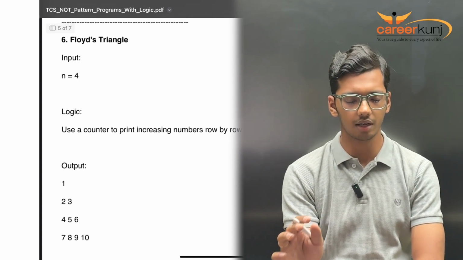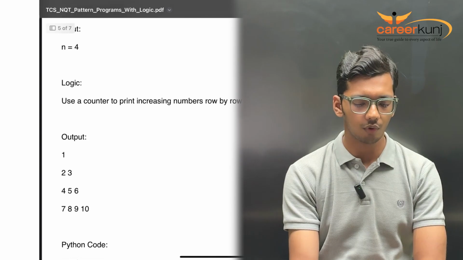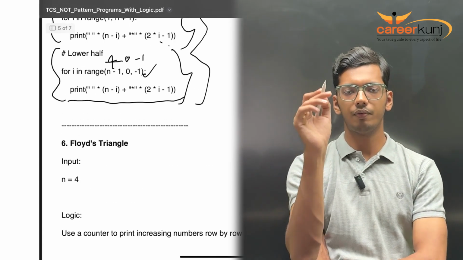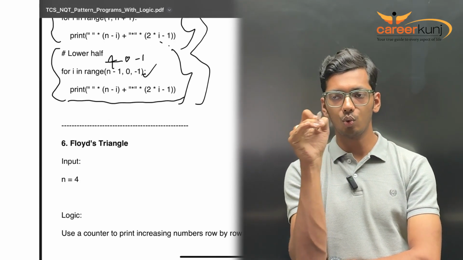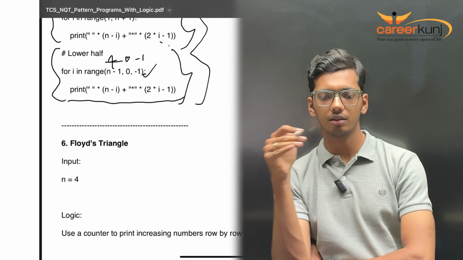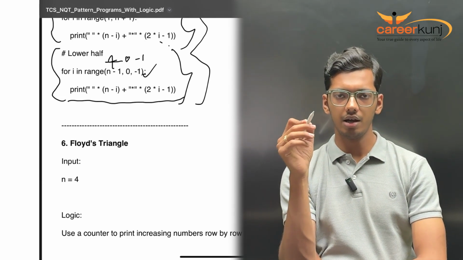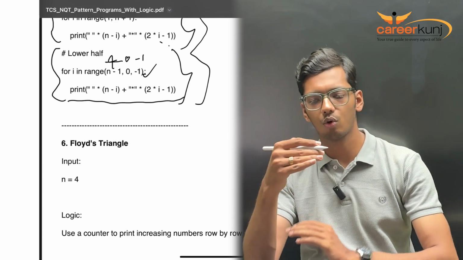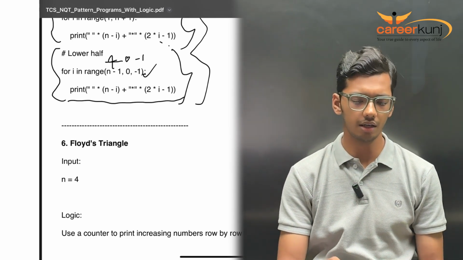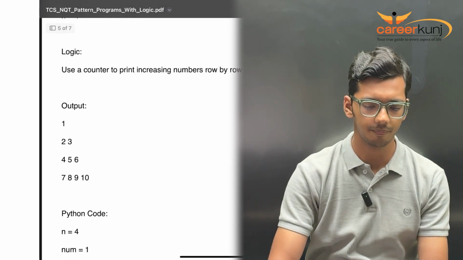Here I have Floyd's triangle. What do you mean by Floyd's triangle? It means in the first row I will have 1, in the second I will have 2, 3, then I will have 4, 5, 6, then 7, 8, 9. That means it is not just a normal number triangle like we saw earlier. It has the next number in the next row of the triangle. Getting it? You can even see it on my screen.